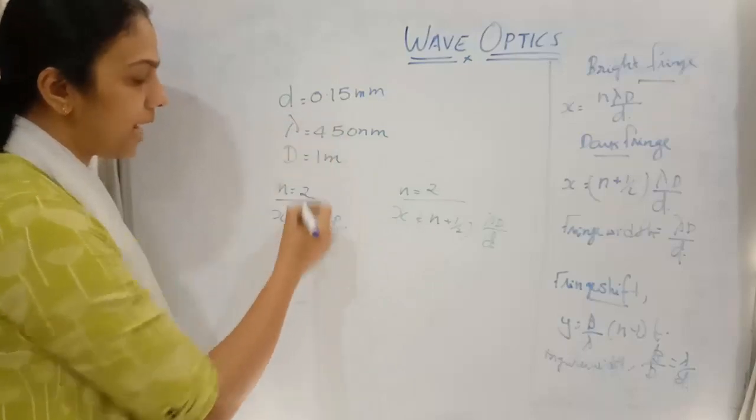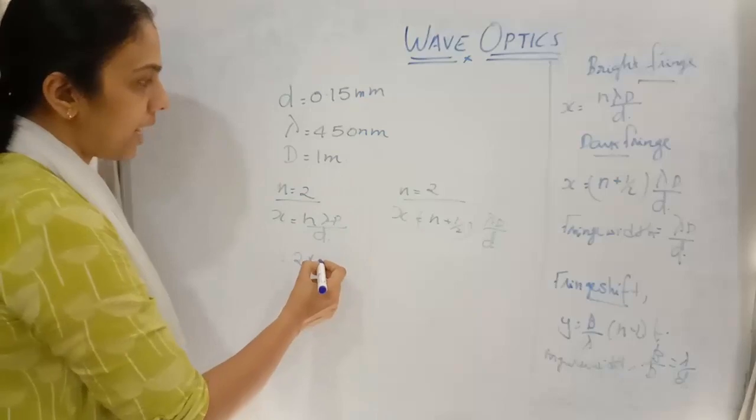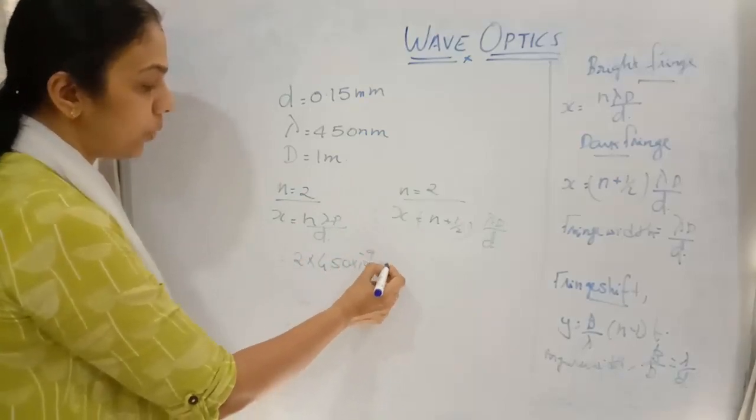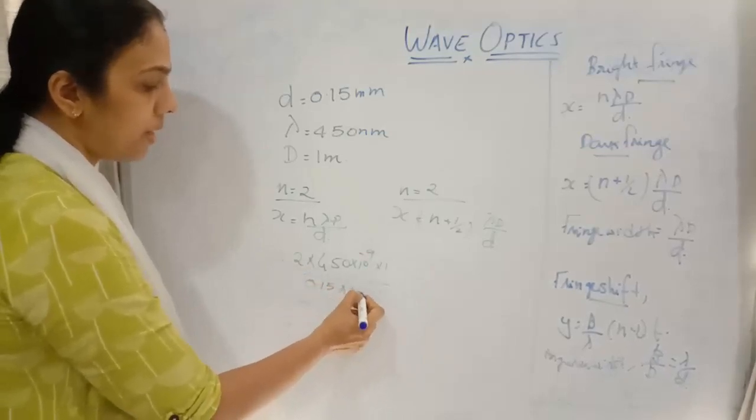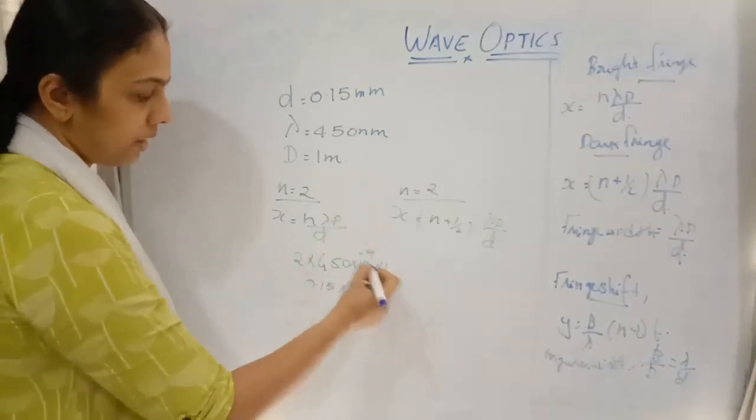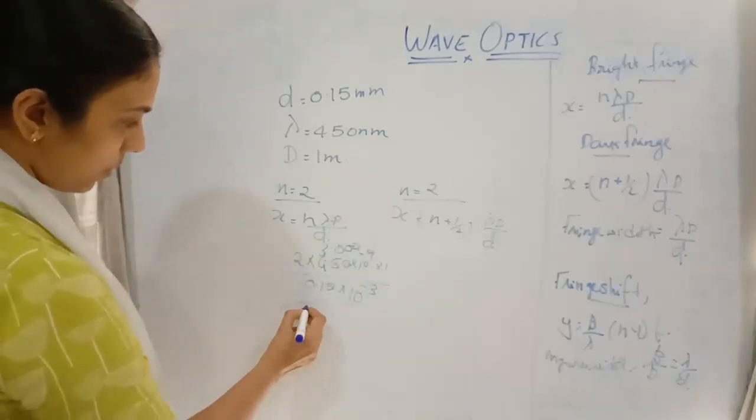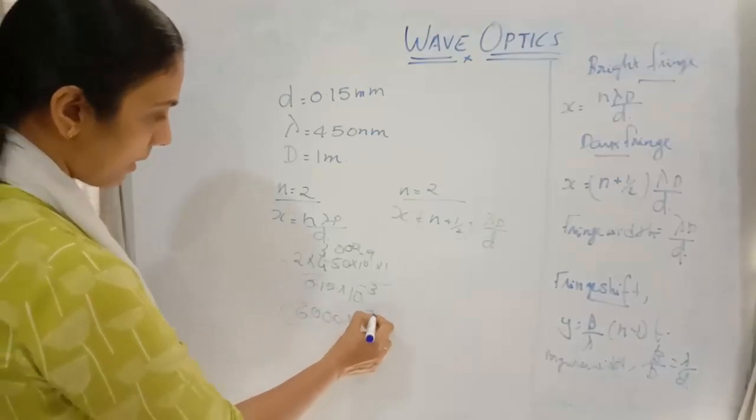You can substitute: 2 into lambda, which is 450 into 10 to the power minus 9, into 1, divided by 0.15 into 10 to the power minus 3. So here we will get 6000 into 10 to the power minus 6.